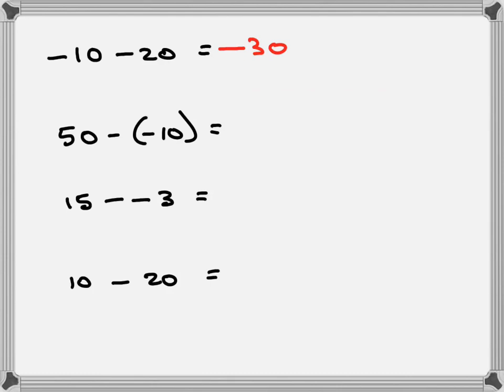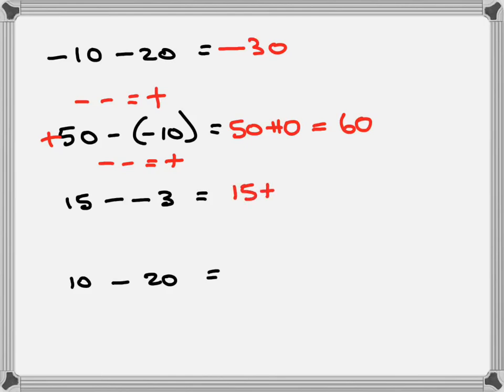Now let's see what our sign is going to be here. We've got positive 50. We know there's a silent plus in front of that. Minus minus 10. Now what did I teach you about a minus and a minus? They become plus. So this is the same as 50 plus 10. And 50 plus 10 is going to be equal to 60. The next one, once again, we have a minus and a minus, which is going to be a plus. So that's the same as 15 plus 3, which is 18.